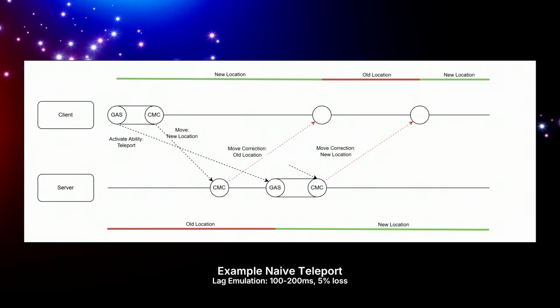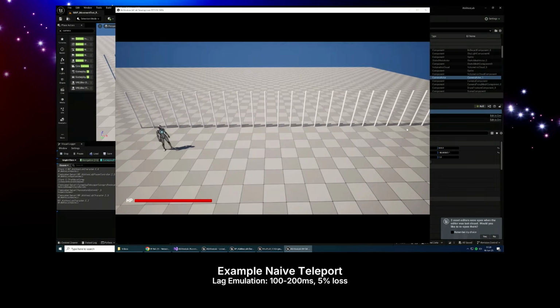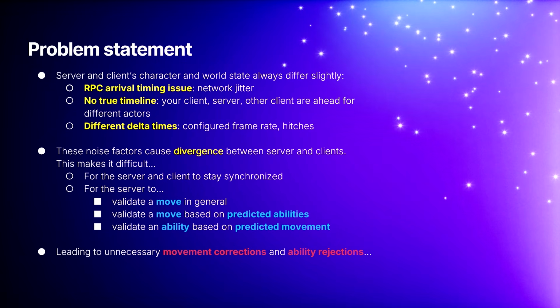In practice, that looks like this. The first few times it goes well, but when it goes wrong, it goes really wrong. Like here, ouch, ouch. So even with a simple ability, things can go very wrong due to this network jitter. In general, I call this the RPC arrival timing issue, so network jitter and packet loss.